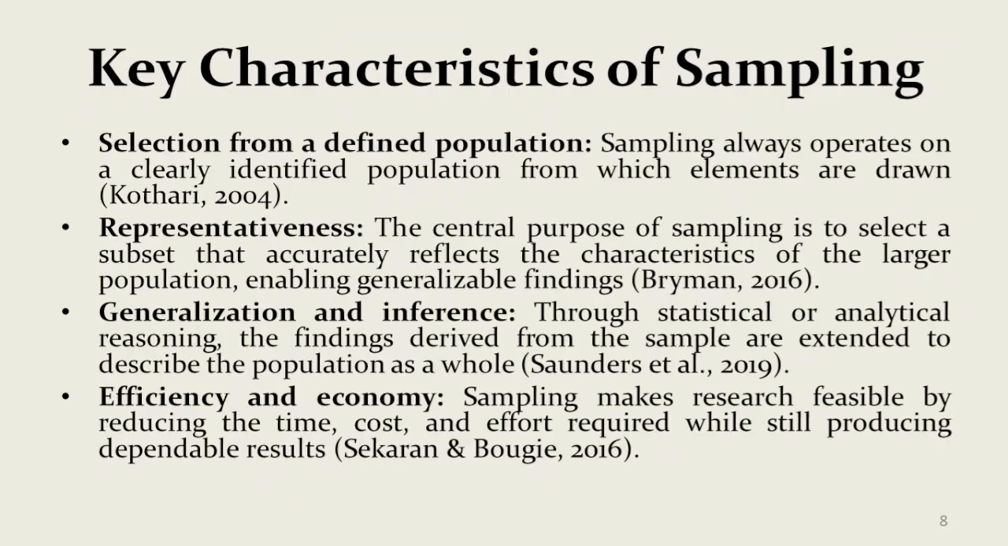There are also key characteristics of sampling. One is selection from a defined population, representativeness, generalizability, efficiency, and economy. Selection from a defined population means sampling always operates on a clearly identified population from which elements are drawn. Another one is representativeness: the central purpose of sampling is to select a subset that accurately reflects the characteristics of the larger population, enabling generalizable findings.